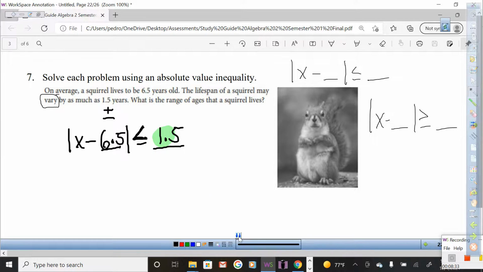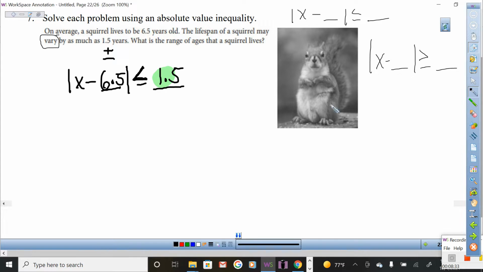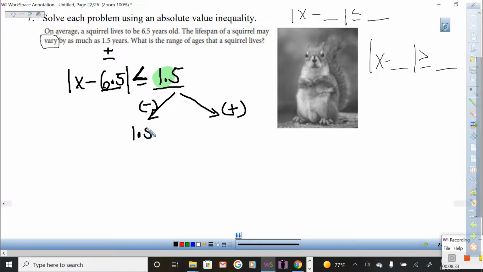Alright, so with that said, let's solve this. Do we know how to solve this? Yes, Mr. Q, we have the absolute value by itself, so that means we're going to write this as a negative and as a positive. I'm going to bring down the 1.5, and I'm going to write it as a negative.